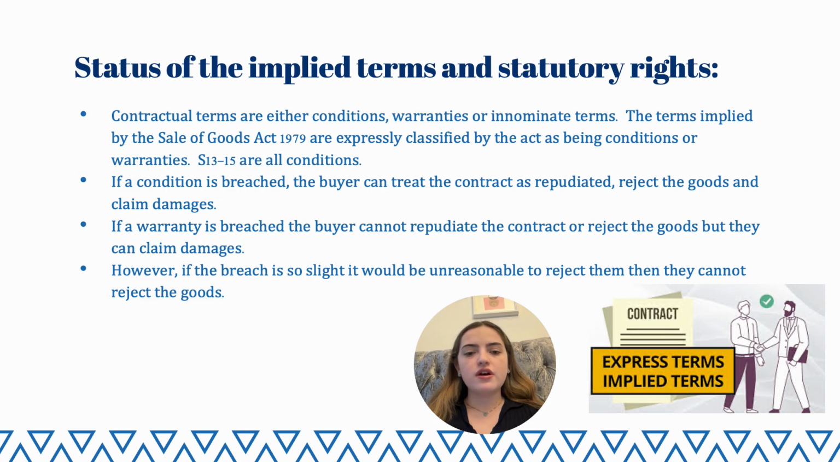The status of the implied terms: statutory rights. Contractual terms are either conditions, warranties, or innominate terms. The terms applied by the Sale of Goods Act 1979 are expressly classified by the Act as being conditions or warranties. Sections 13 through 15 are all conditions.